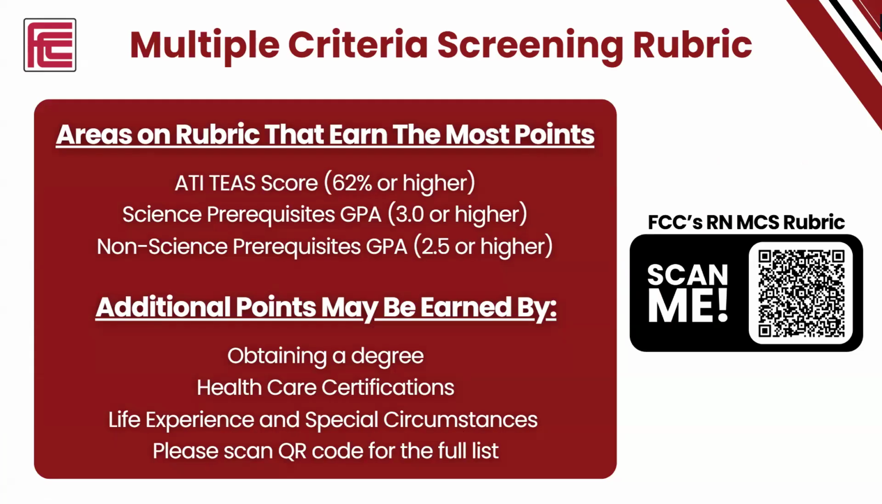The multiple criteria screening rubric assigns points based on several factors: your GPA in science and non-science prerequisites, your ATI TEAS scores, and additional criteria such as degrees, healthcare experience, and life circumstances. Applicants can earn more points for higher GPAs, TEAS scores of 62% or above, and completion of degrees or certificates. The areas that contribute the most points are your TEAS scores, science GPA, and non-science GPA. We encourage applicants to review the full rubric on our website before applying by scanning this code.